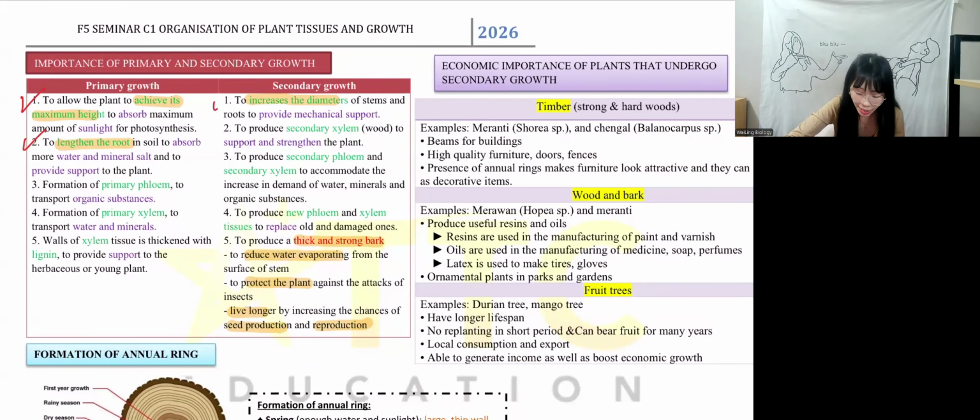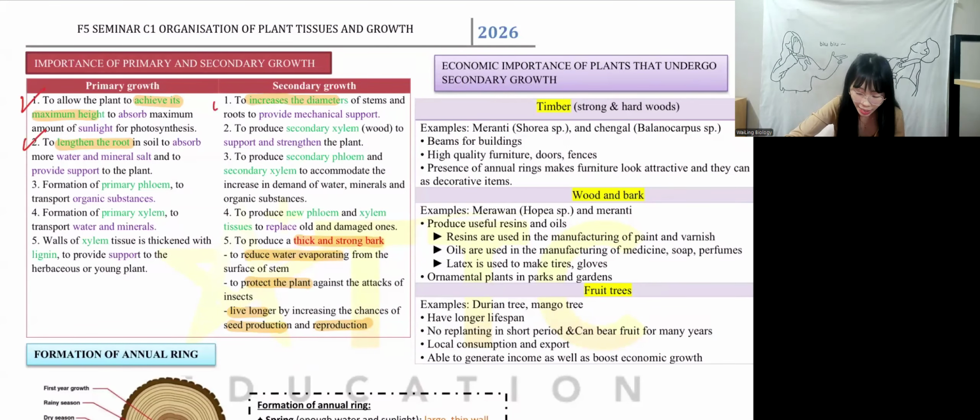This is to the plant, guys. This is why plants need to carry out secondary growth. Then the question will also ask you, why do you think as humans, we want the plant to carry out secondary growth? Because we want them to give us money, in exchange for money. Economic importance, money related. This is for humans. To humans, why do you want the plant to carry out secondary growth? Because you want money. We can make it into timber.